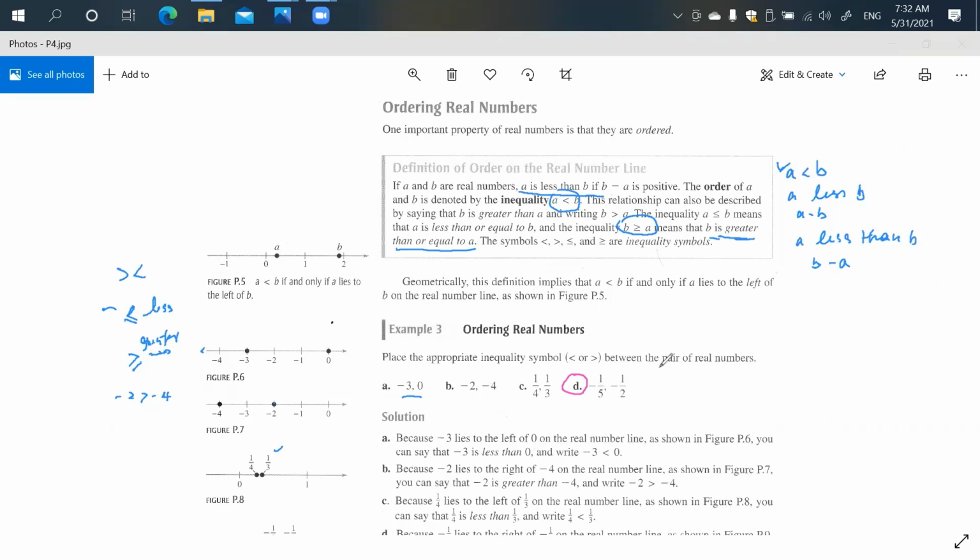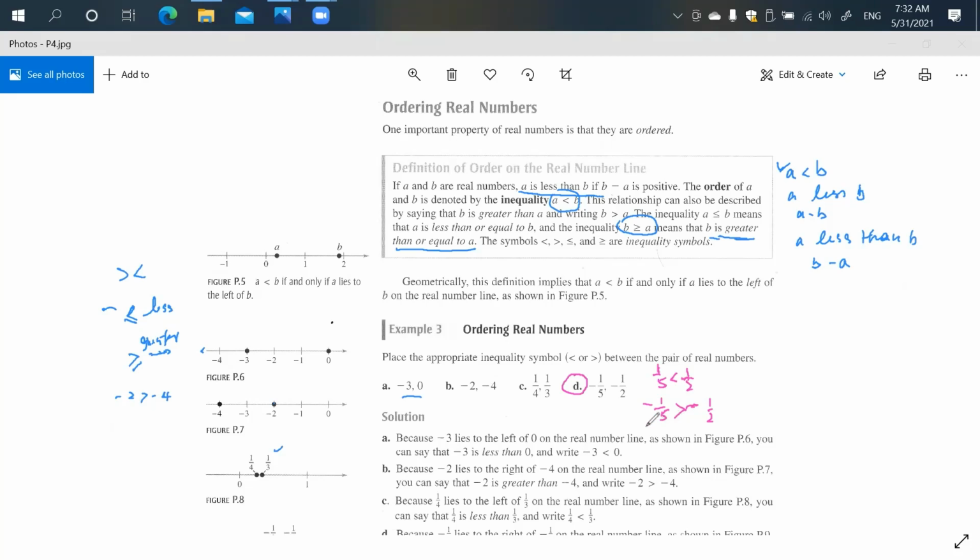In this case, if you talk about only 1 over 5 or 1 over 2, this 1 over 5 should be less, right? Because 5 is greater than 2 and the top is the same. If the tops were not the same, you would have to find the LCM and calculate. But in this case, 1 over 5 is less than 1 over 2. But when you have negative, negative 1 over 2, this one is greater right away.